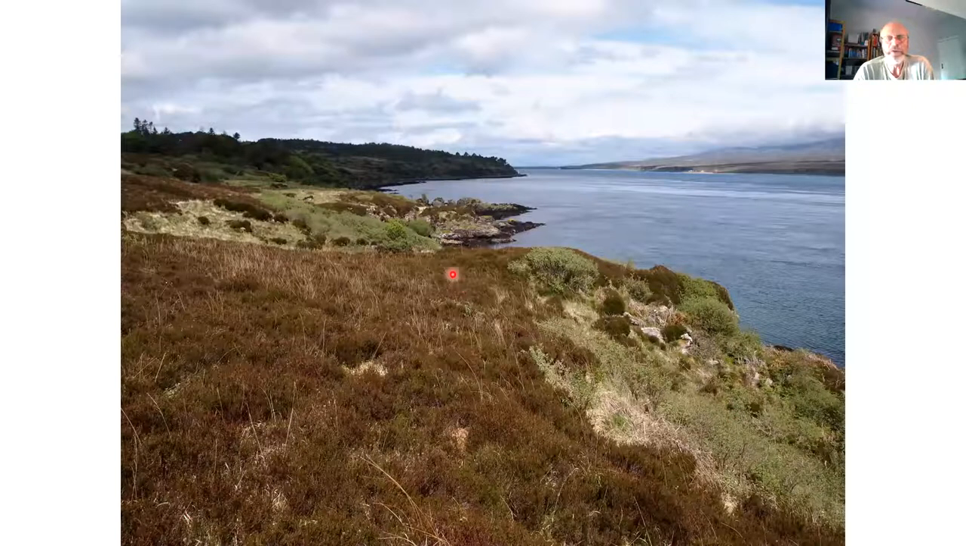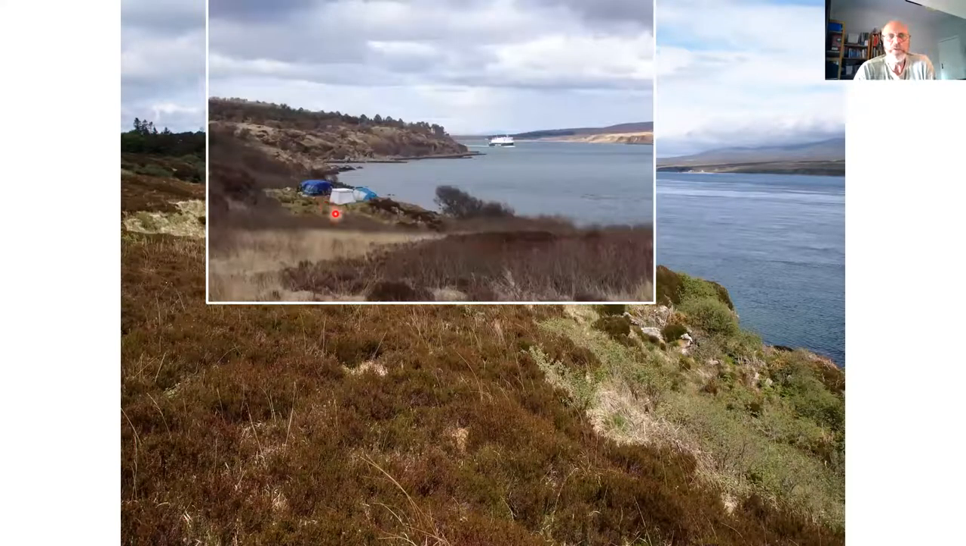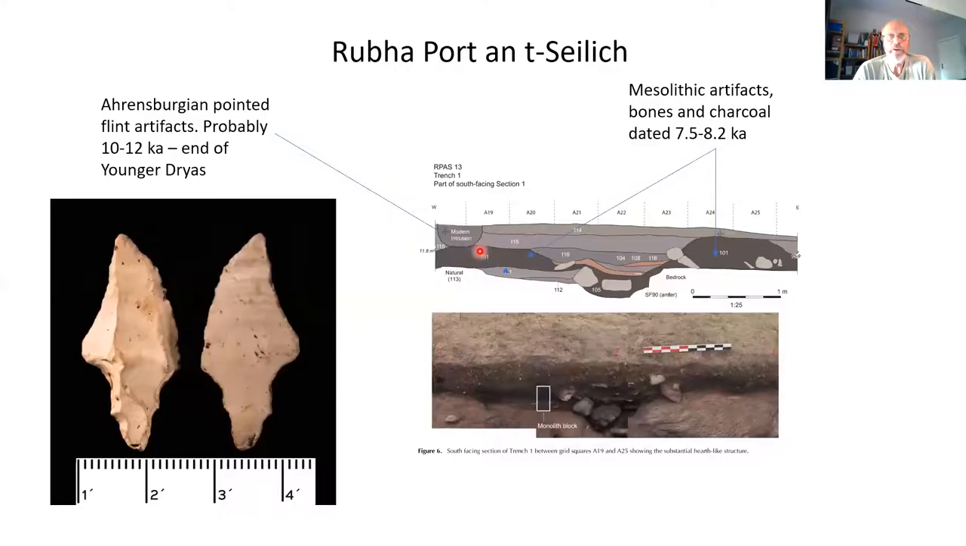So just a bit further north, we see this little area here, and I'm just going to jump into some archaeology, because there's a terrace here that's quite interesting. Sometimes you find archaeologists camped on it. And here's a camp and a big tent. There's the ferry. And this is Rubha Port an t-Seilich, which has got a Mesolithic campfire in it. It's been excavated by Steven Mithen. And some of the layers here have got Mesolithic artifacts in them, dated around about 8,000 years ago.